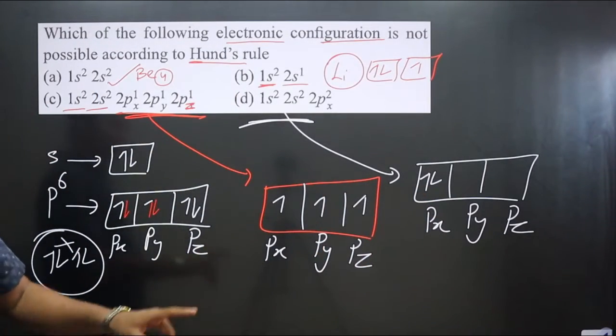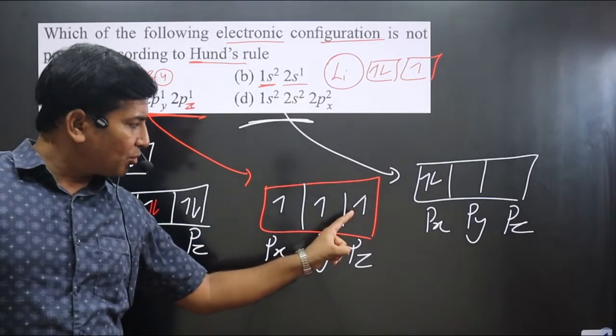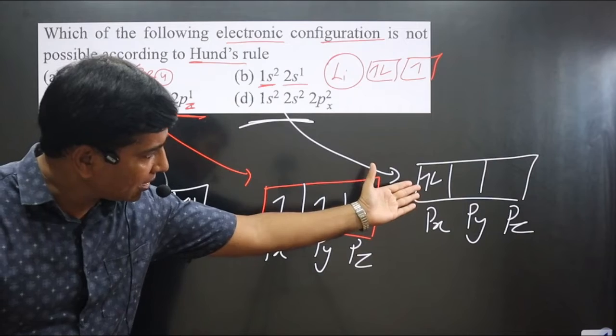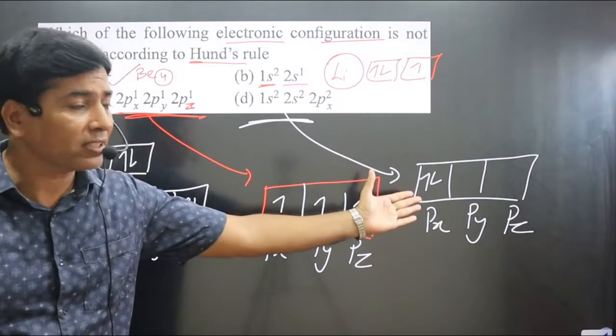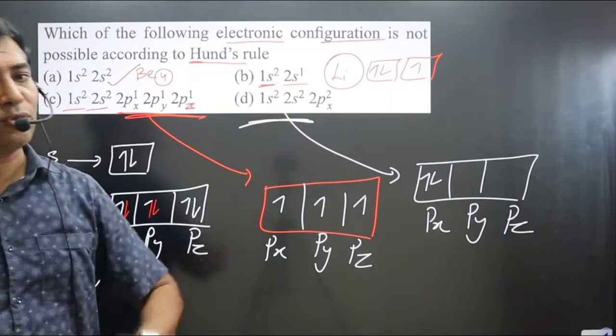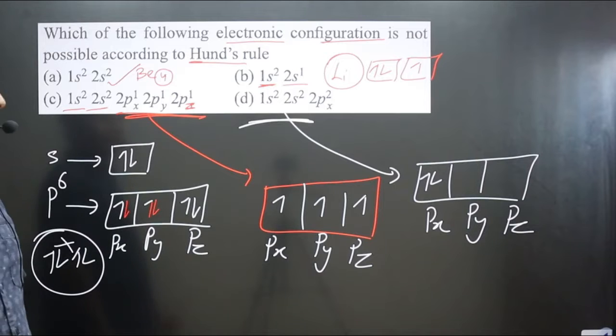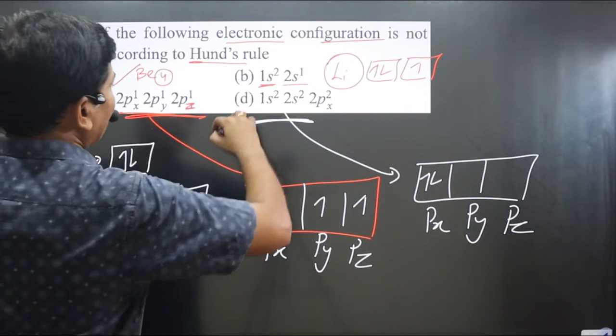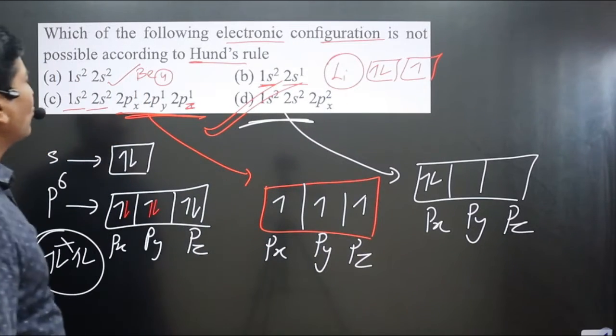First of all, the condition is that the orbital should be singly filled with the spin, then doubly filled. Now, right at the start you can see they are filling the orbital with 2 spin. That is not correct. So we can see option D does not follow Hund's rule.